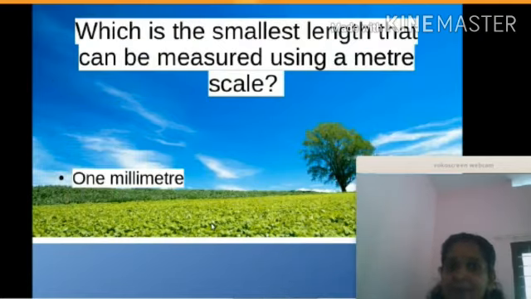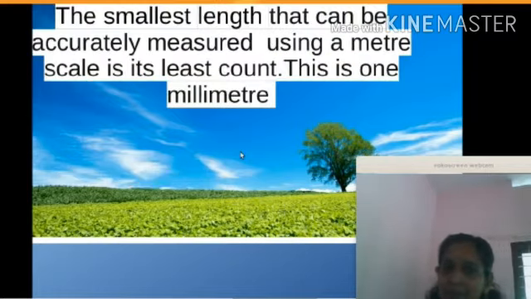Okay. Which is the smallest length that can be measured using a meter scale? Yes, it is 1 millimeter, isn't it? The smallest length that can be measured accurately, correctly using a meter scale is called least count. This 1 millimeter is called least count because this is the smallest length that can be correctly measured using a meter scale.